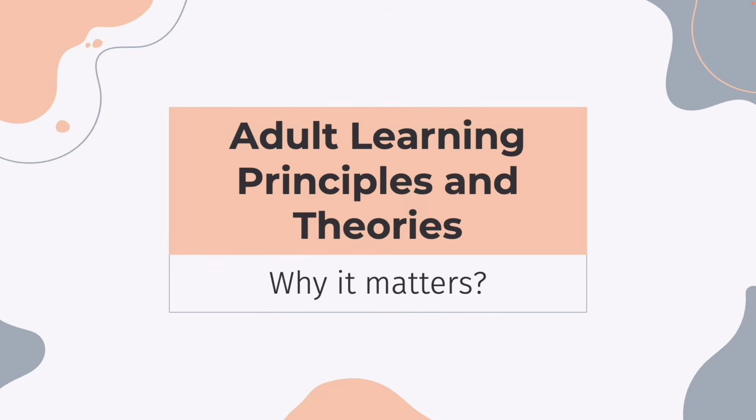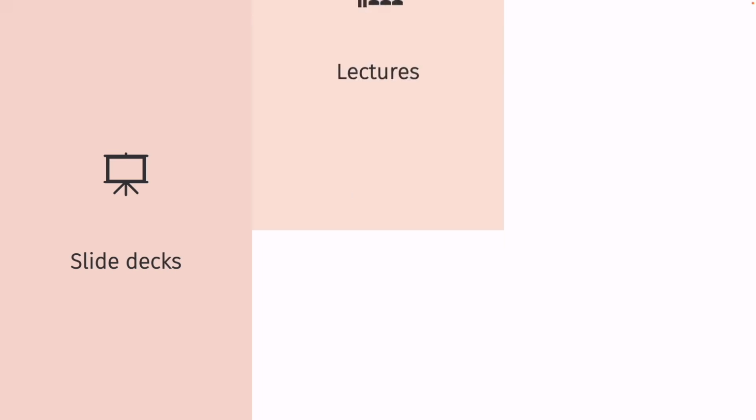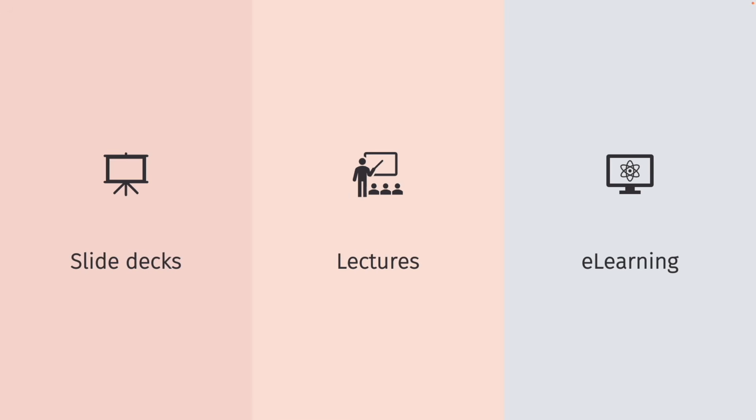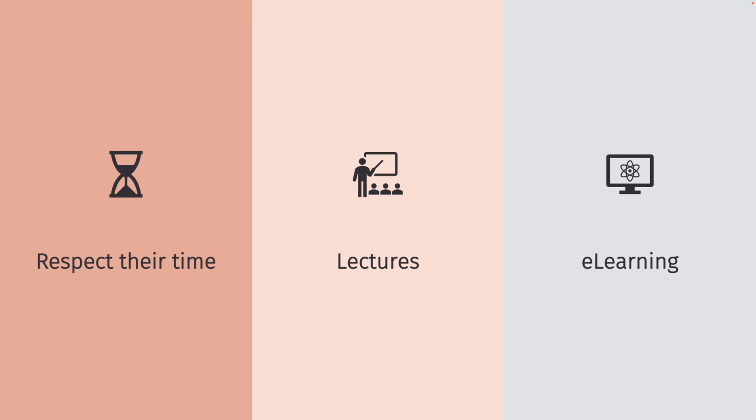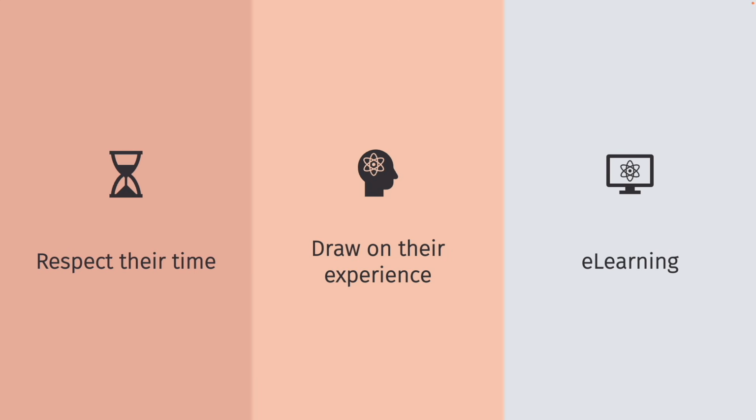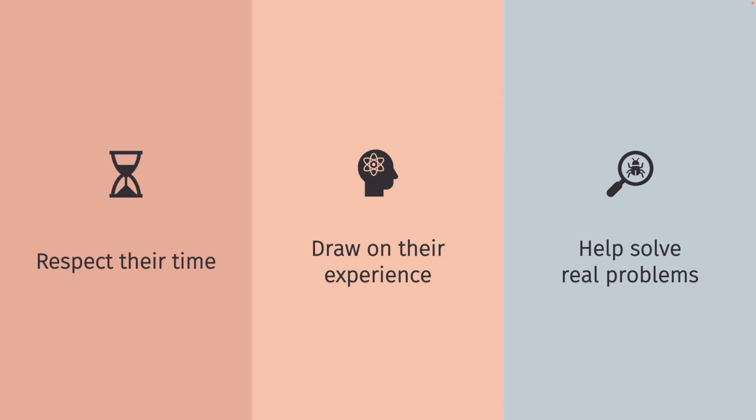Why it matters. If you're designing learning for adults, which most L&D professionals are, you need to understand what drives them to learn and what turns them off completely. Too often, we default to information dumps, slide decks, hour-long lectures, or endless e-learning screens. But adult learners want learning that respects their time, draws on their experience, and helps them solve real problems.